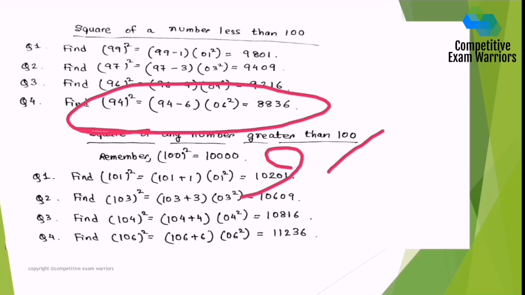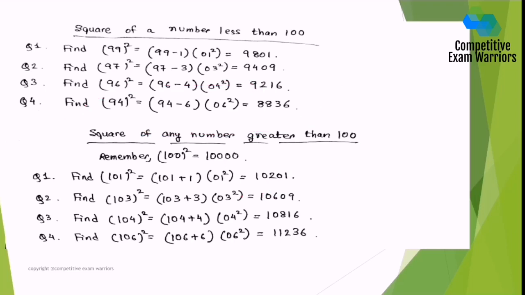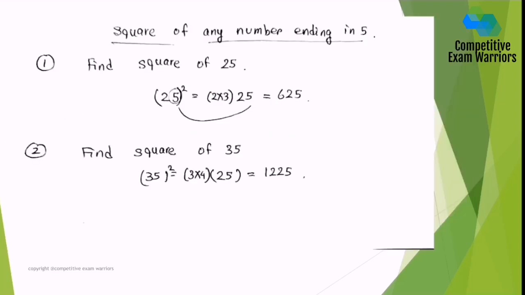Similarly, 104 square, 4 greater than 100, so here it will be 00 plus 4 squared, and the first one will be 104 plus 4. Similarly, the last one also, 106 plus 6 and 00 plus 06 squared, so that makes it 11236. Now let's look at the last category, that is square of any number ending in 5. This is the most simple one and most easy to calculate.